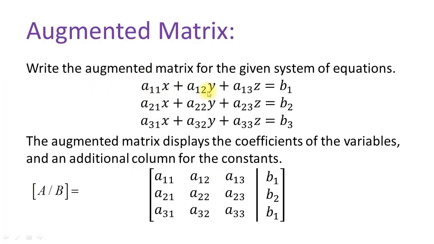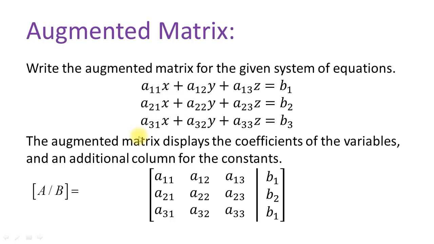For example, we have a system of 3 equations and 3 unknowns. There are three linear equations, a system of linear equations. So first of all, write this system of linear equations in matrix form, and then the augmented matrix displays the coefficients of the variables with an additional column for the constants.